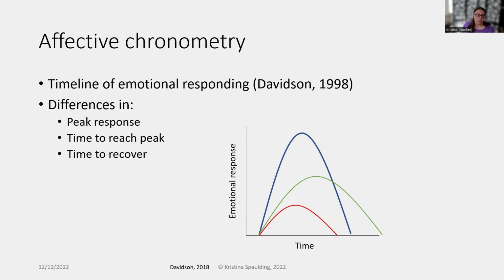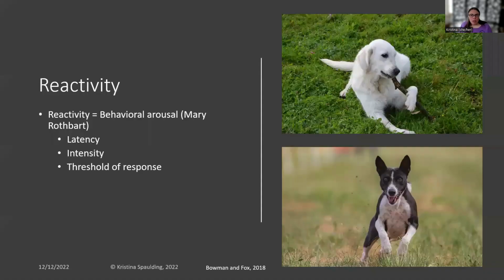And then the slopes of these lines are different as well. You see for the blue line that it's sort of a straighter, steeper slope, and then the green and the red take a little bit longer to reach the peak, or the red actually doesn't take longer because the peak is so low. But anyway, you get the idea, that there are these variations in these dimensions of how different animals respond to their environment. So let's look at reactivity specifically.